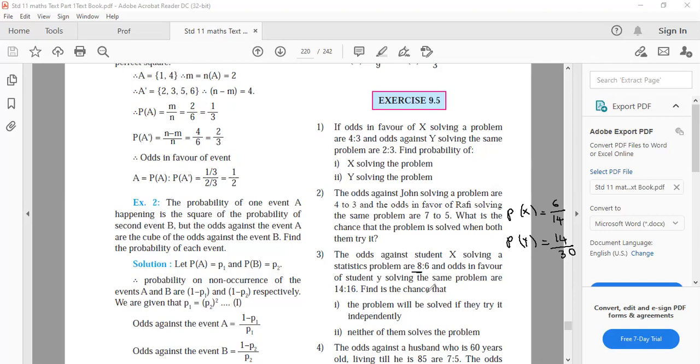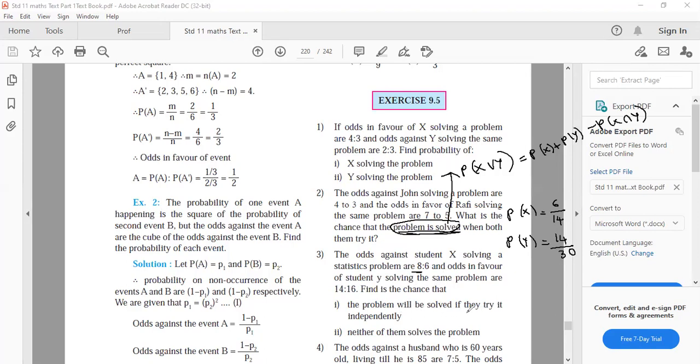So we have to find the P of X intersection Y. Oh, now we made an error in question number 2. What was the question? What is the chance that the problem is solved when both try? I read it wrongly. Problem solved is probability of X union Y. Either X or Y solves, then the problem is solved, which is probability of X plus probability of Y minus probability of X intersection Y.